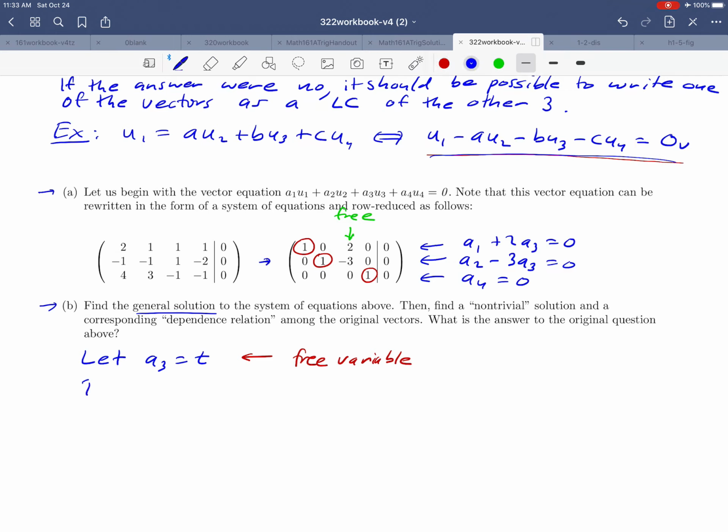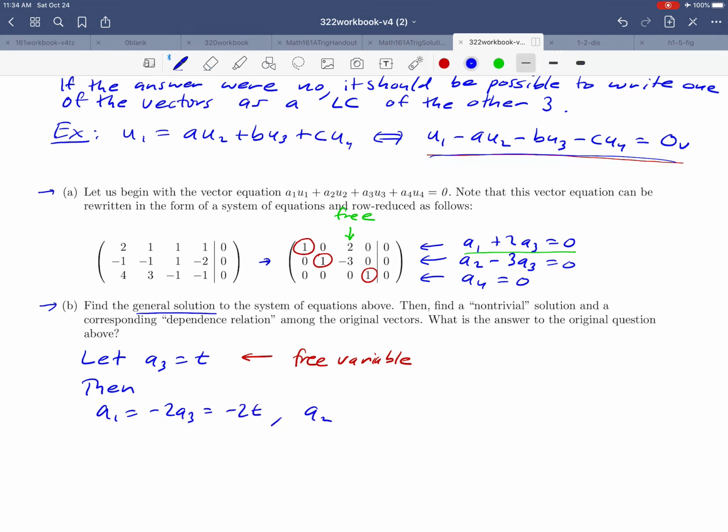And if we do that, now the question is, what are the other three variables, a1, a2, and a4, if we let a3 be t? Okay, well, we can figure that out by looking back up at our equations, starting with this one. Okay, so we've got a1 equals, let's subtract 2a3 from both sides, and we let a3 be t, so we're just going to get negative 2t out of this.